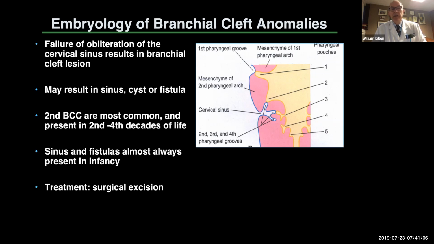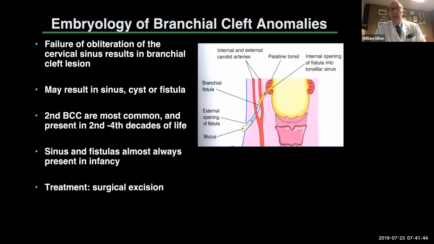It can arise in the first, second, third, and fourth, but most arise in the second. And these anomalies can result more frequently in a cyst, but one can have a sinus tract or a fistula between the pharynx and the outer portion of the skin. These are most commonly seen in the second to fourth decades of life, whereas sinus and fistulas almost always present in infancy. And of course, we like to take these out because they can lead to infection, and that can lead to a catastrophe for the patient.